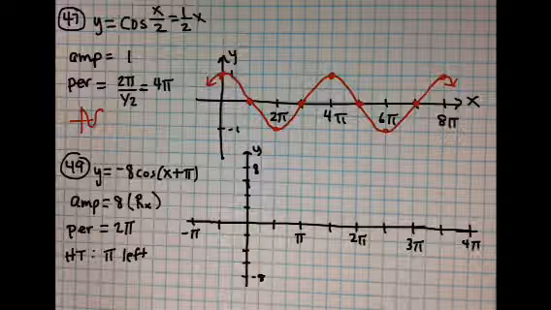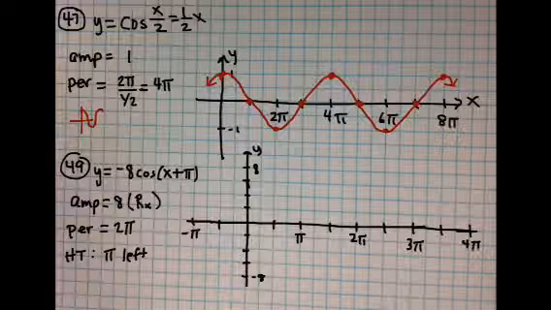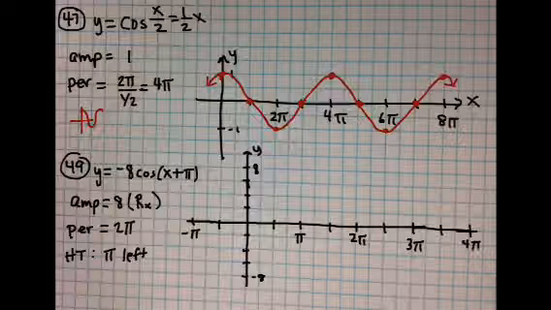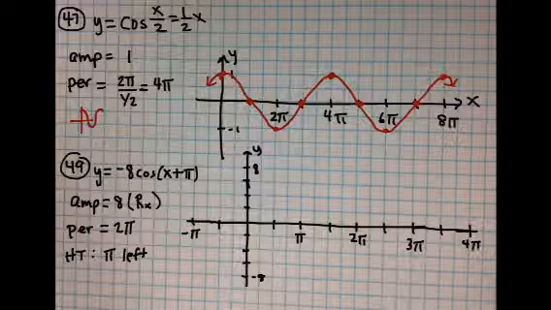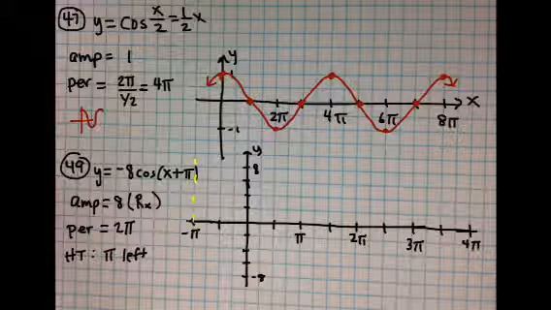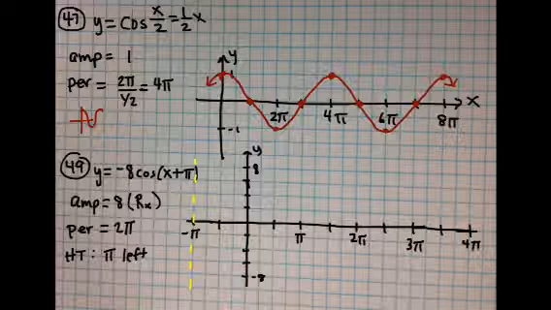So 49, you have amplitude 8. The negative in front of the 8 tells you that there's going to be a reflection over the x-axis. The period is 2 pi, and then it's going to shift to the left pi units. Okay, so I'm going to draw the shift to the left with this yellow dotted line. And it's still going to take 4 tick marks to complete a period.